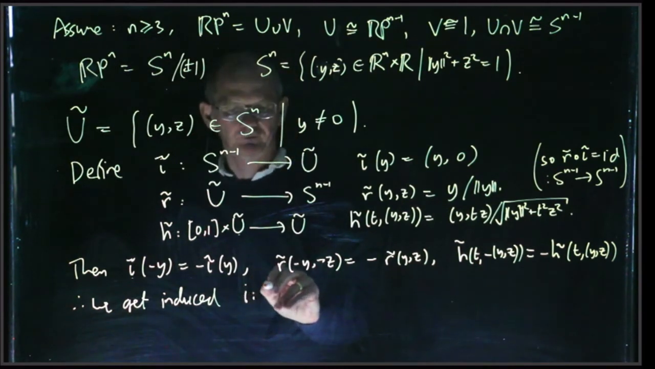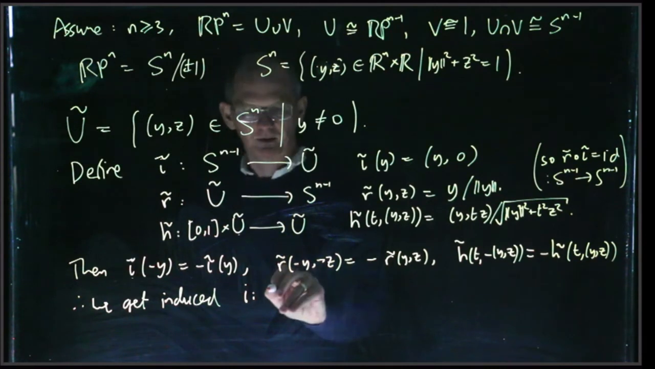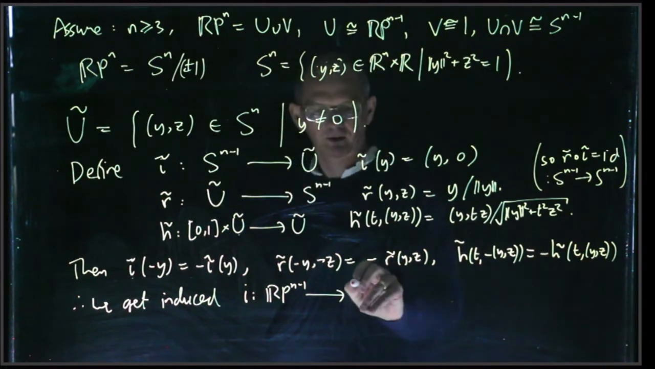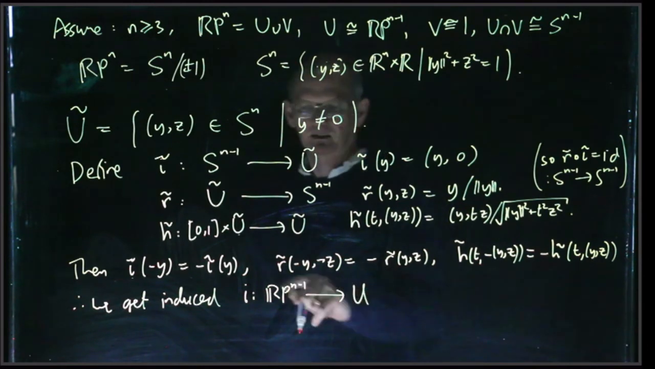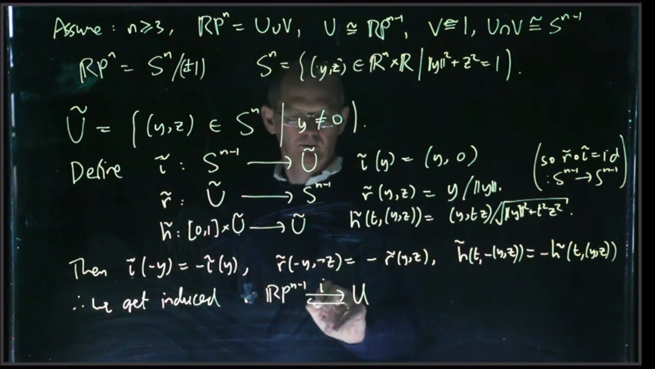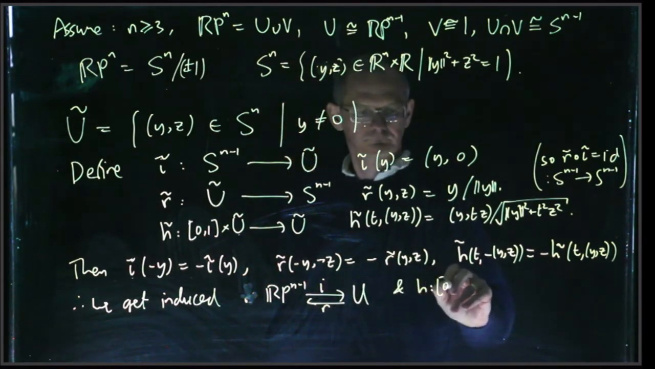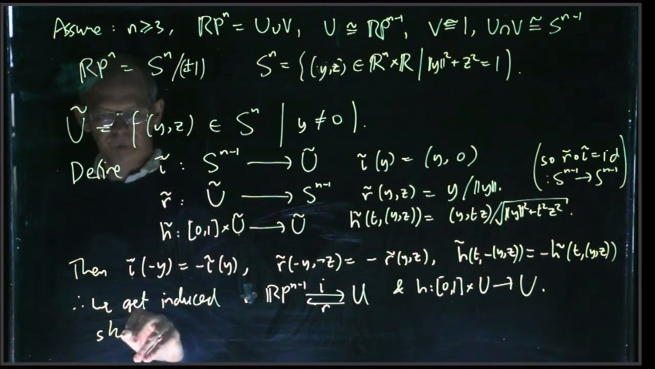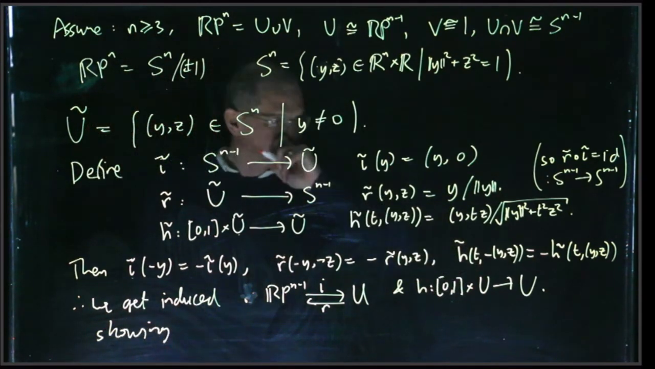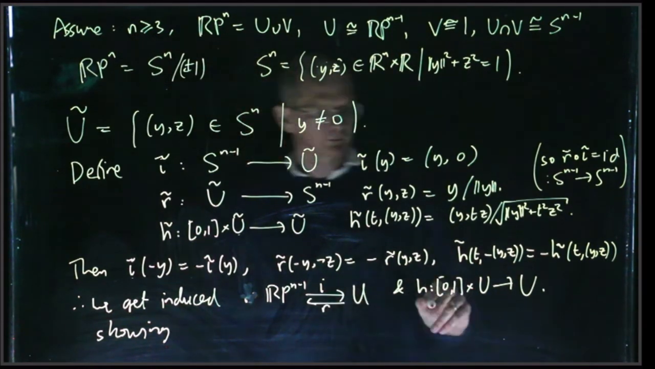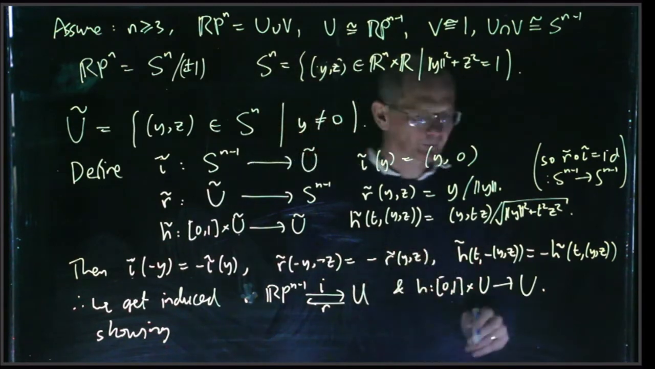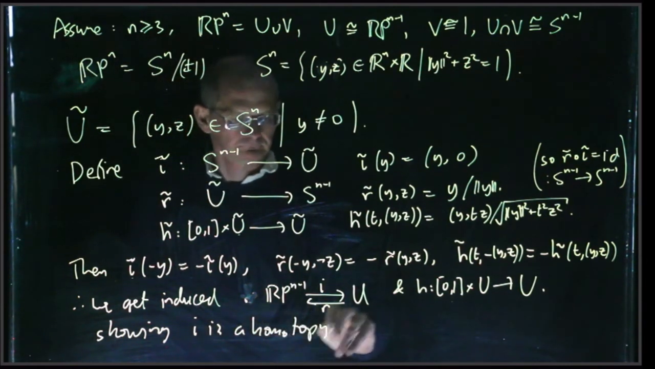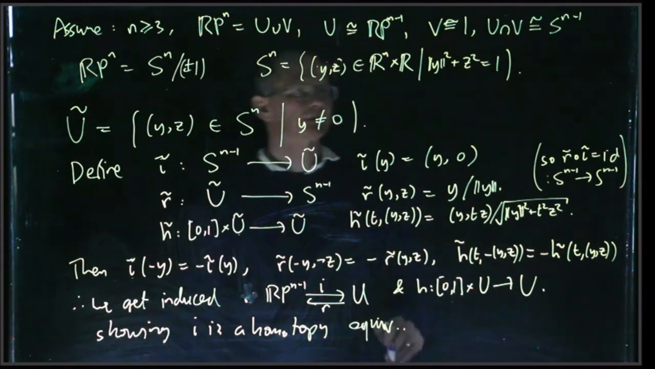So we get induced maps I from the quotient of this, which is RP n minus 1, to the quotient of U tilde by plus or minus 1, which is our open set U. And these satisfy that R composed with I is going to be the identity, and I composed with R is going to be homotopic to the identity via this H. So that gives us that I is a homotopy equivalence.